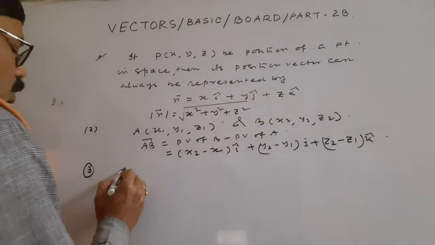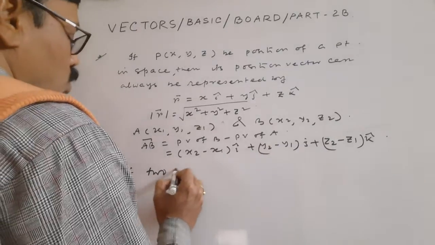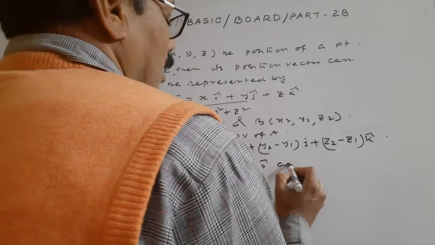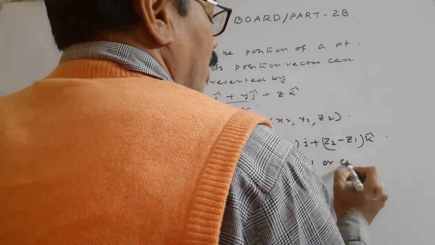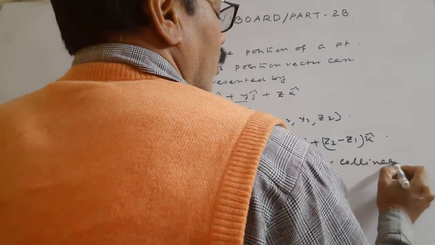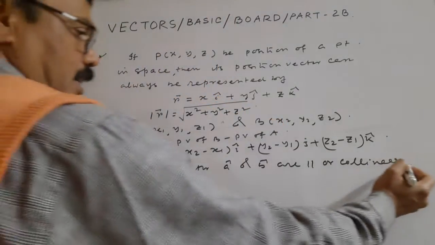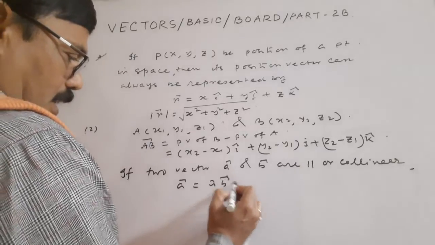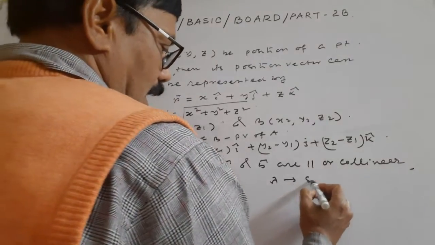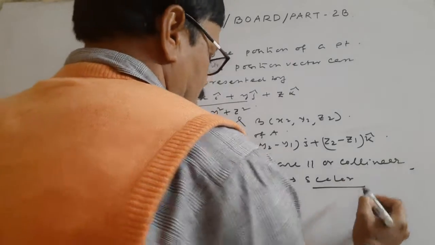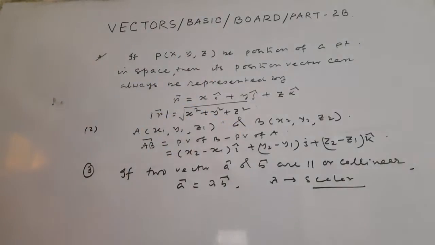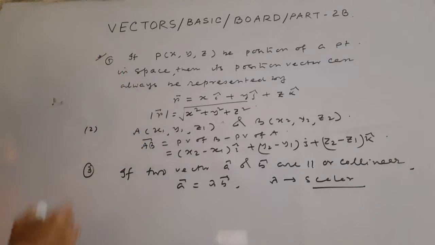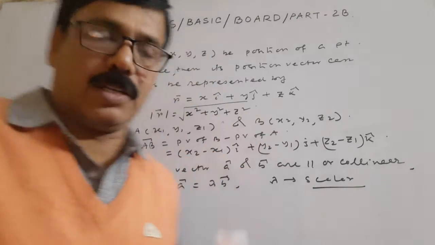Number 3, so if two vectors A and B are parallel or collinear, then one can be expressed as a scalar multiplication of the other, where lambda is a scalar. So we use number 1, this is result, number 2, number 3.